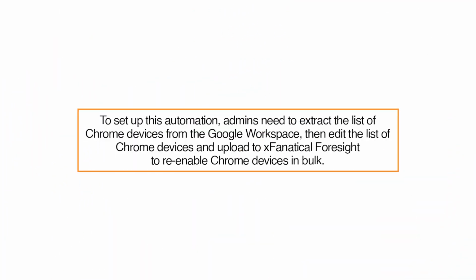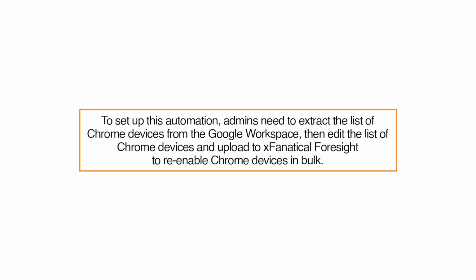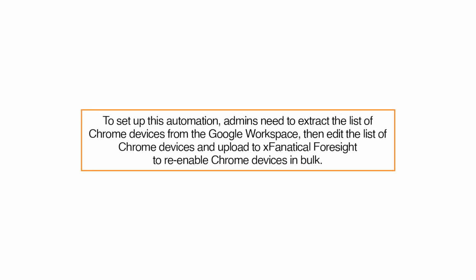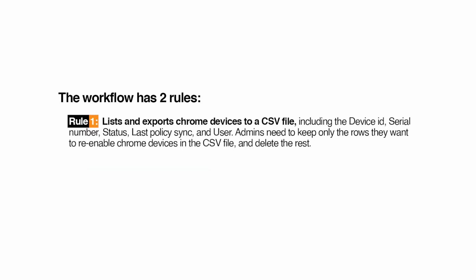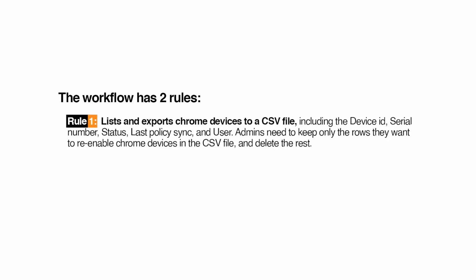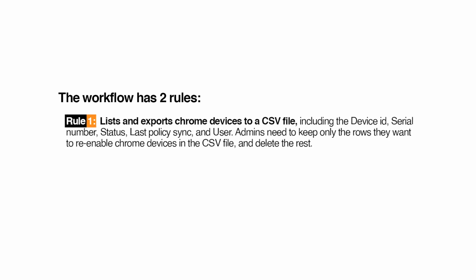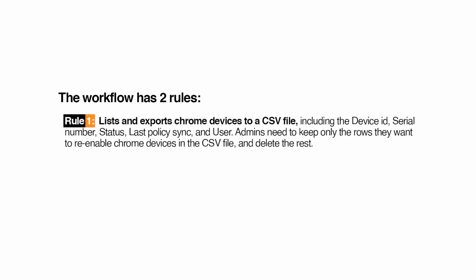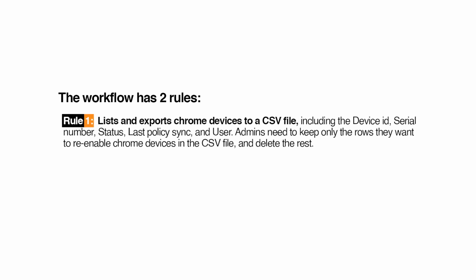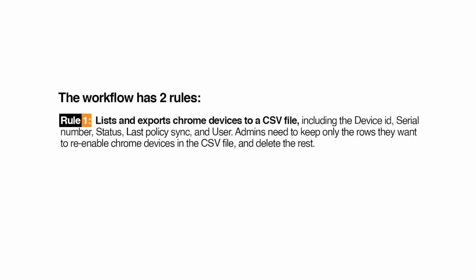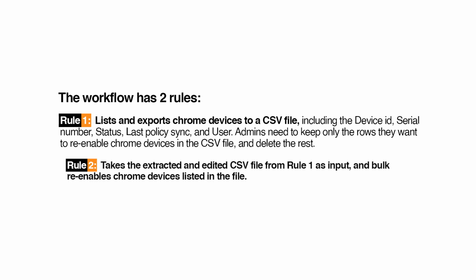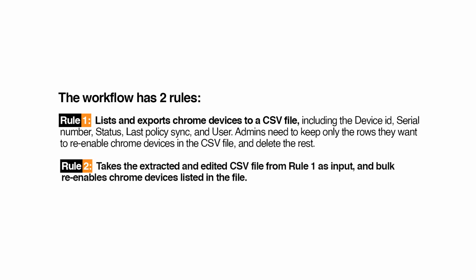To set up this automation, admins need to extract the list of Chrome devices from the Google Workspace, then edit the list of Chrome devices and upload to xFanatical Foresight to re-enable Chrome devices in bulk. The workflow needs two rules. Rule 1 lists and exports Chrome devices to a CSV file, including the device ID, serial number, status, last policy sync, and user. Admins need to keep only the rows they want to re-enable Chrome devices in the CSV file and delete the rest. Rule 2 takes the extracted and edited CSV file from Rule 1 as input, and bulk re-enables Chrome devices listed in the file.